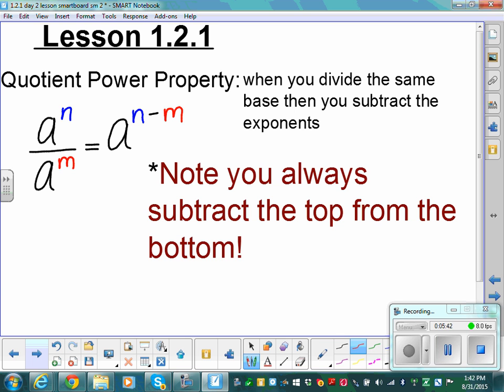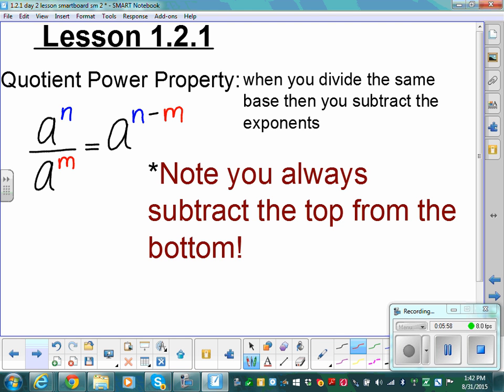Once again, it's very important that you always subtract the top from the bottom. Does that make sense? Now this doesn't work for numbers. If you have a number being divided by a number, this rule doesn't work. We're talking if you're dealing with the same base and you're dividing the same base, then you'll subtract the exponents. Always the top minus the bottom. Okay, any questions on this?